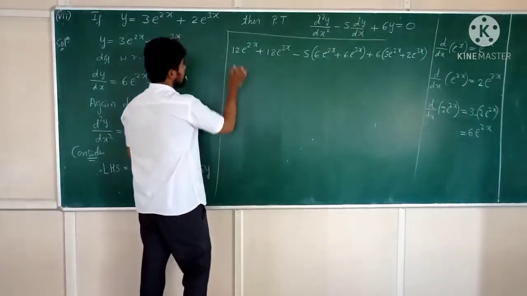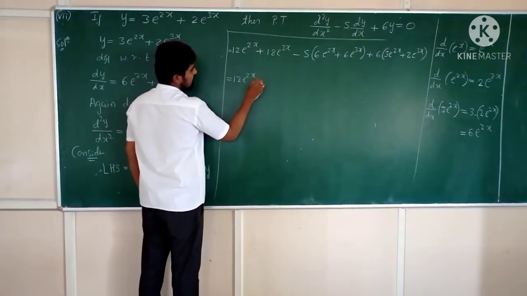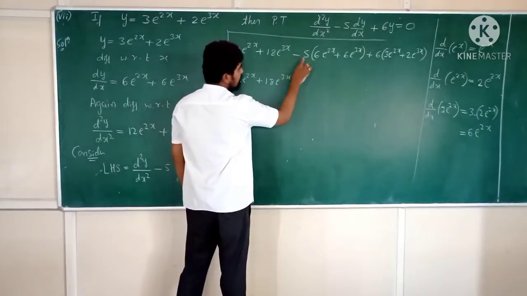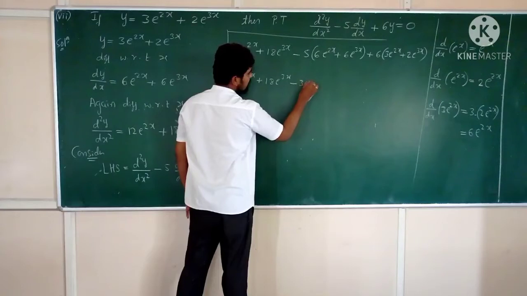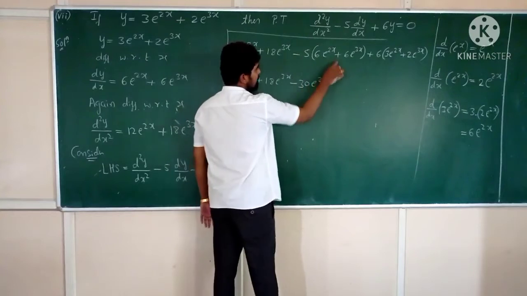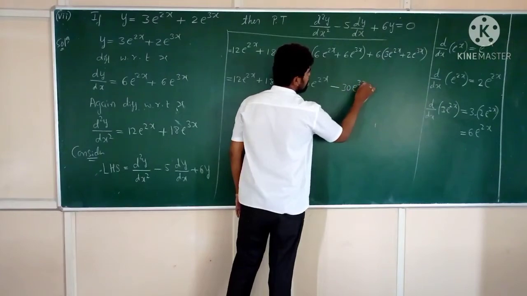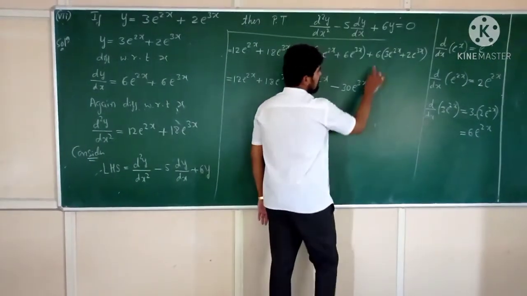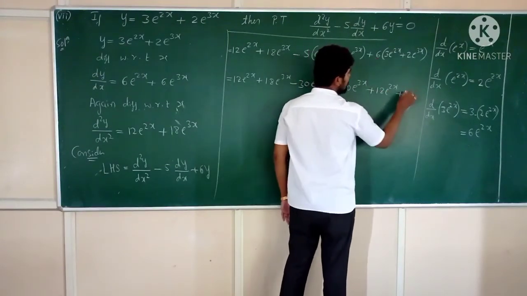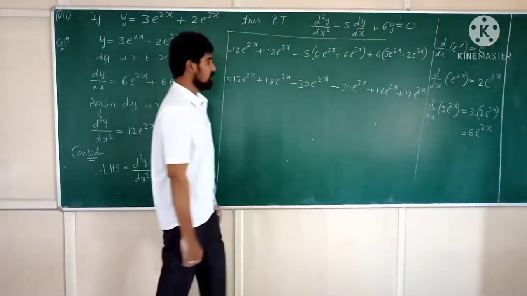I hope all of you understand it. Now, which is equal to 12 e power 2x as it is, plus 18 e power 3x as it is, minus 5 into 6 gives minus 30 e power 2x, then minus 5 into 6 gives minus 30 e power 3x, and then plus 6 threes are 18 e power 2x plus 6 twos are 12 e power 3x. I hope all of you understand.